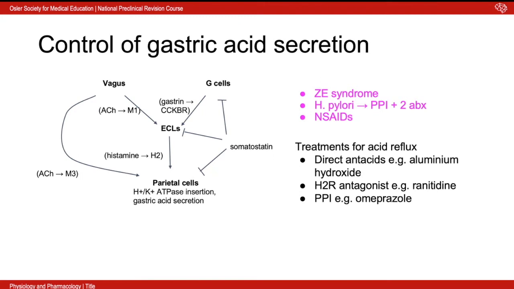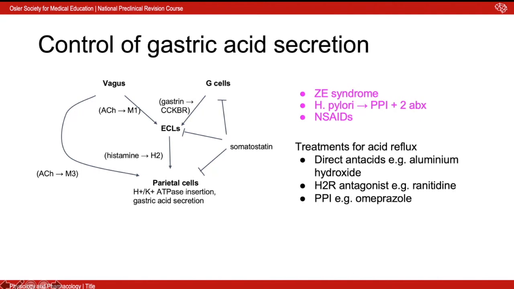And the way you treat H. pylori is by giving a PPI, proton pump inhibitor. So the proton pump is the H plus K plus ATPase. So if you inhibit that, then you're reducing gastric acid secretion, and so you're reducing the amount of damage to the stomach. You also give 2 antibiotics, and that's to target the actual cause of the peptic ulcers.